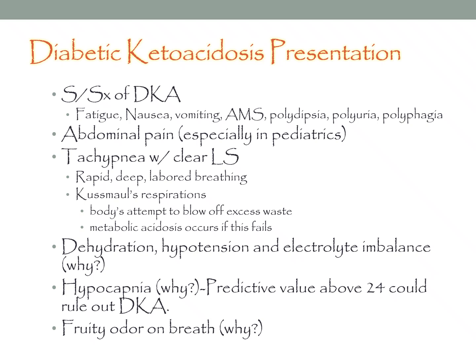Hypocapnia. Let's think about this. Why will this patient be hypocapnic? Good. With the fast breathing, they're going to be breathing off that excess CO2. So tachypnea will put them into a hypocapnic state. In the ER, they actually use a predictive value above 24 to rule out DKA. If somebody's end tidal is above 24, they rule out DKA in the emergency room. And fruity odor on breath, well, we just discussed that, right? The ketones that they're blowing off, that waste product, happens to smell fruity.